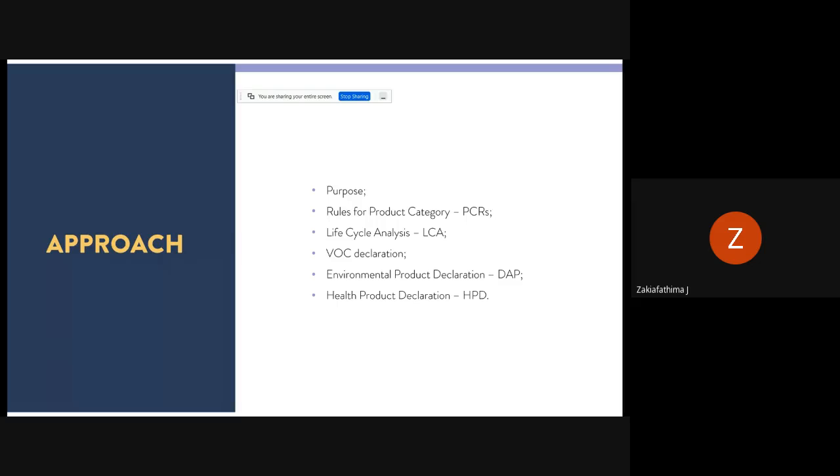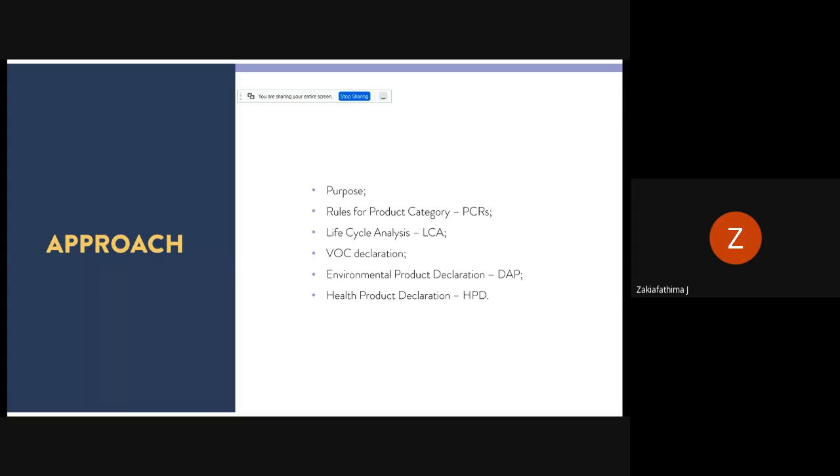Next is your life cycle analysis. You will take a product and analyze its whole life cycle to figure out whether sustainable processes were followed right from its extraction process to the very end of the life cycle of that material. Next is your VOC declaration. VOC declaration means volatile organic compound declaration. Volatile organic compounds are nothing but the toxicity of a particular material. So only if you have a non-volatile declaration can you tell that the product is sustainable.